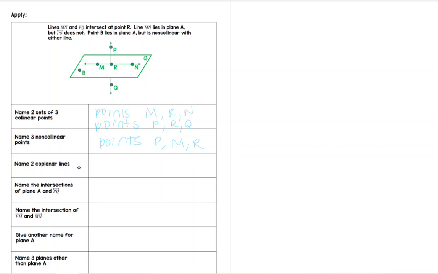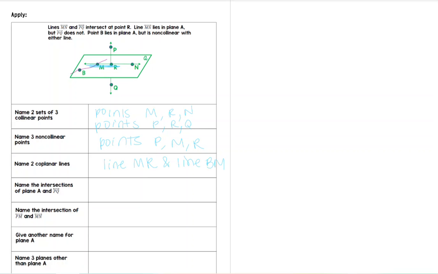Name two coplanar lines. So two coplanar lines that we could have here could be line MR, which would be this line. And then another line that exists on that plane, we can't say PQ because if you notice, it goes underneath plane A, and that is just that line intersecting that plane. So another line that's actually there and just wasn't drawn is line BM. So we could say line MR and line BM.